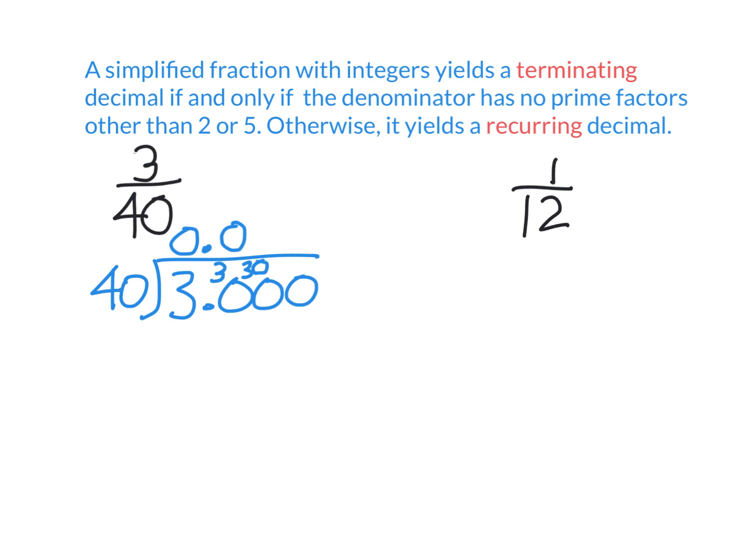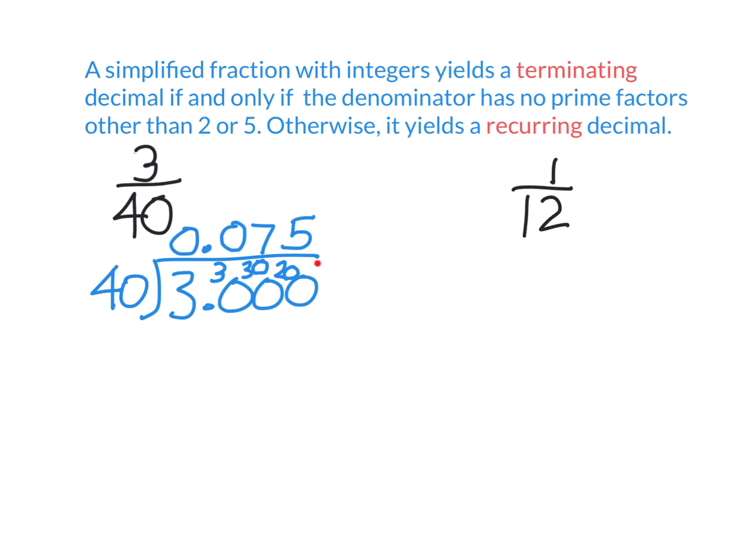So now we say, how many times does 40 go into 300? If you don't know, just count up by 40s. You'll see that 40 goes into 300 7 times. 7 times 40 is 280, and there's a remainder of 20. So how many times does 40 go into 200? It goes 5 times. So 3 over 40 is 0.075.